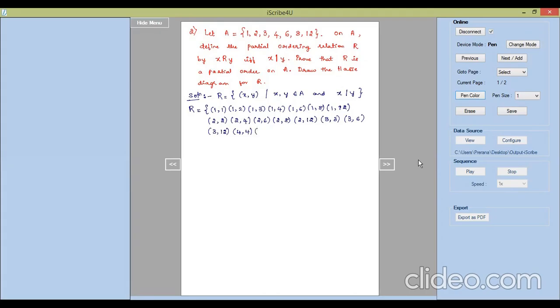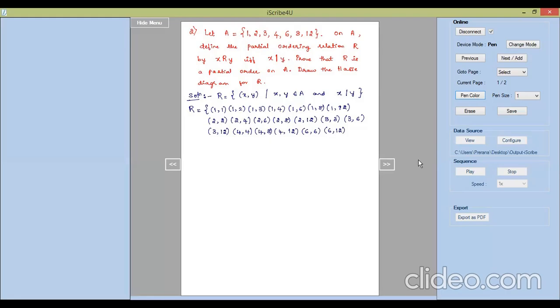4, 6 I cannot write down, but I can write 4, 8 and 4, 12. Next, starting with 6, I have to write down 6, 6 only. 6, 1, 6, 2, 6, 3, 6, 4 do not exist because 6 does not divide 1, 6 does not divide 2, etc. So 6, 6 is the first element. I cannot write down 6 divides 8. So I can next write 6 comma 12. Yes, 6 divides 12.